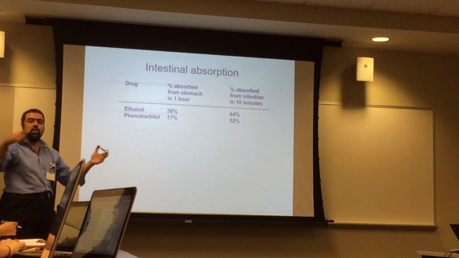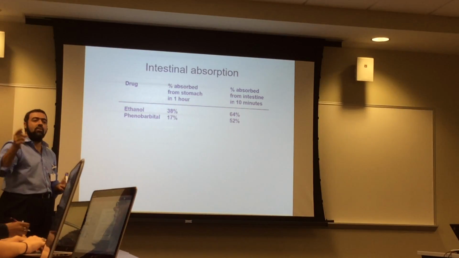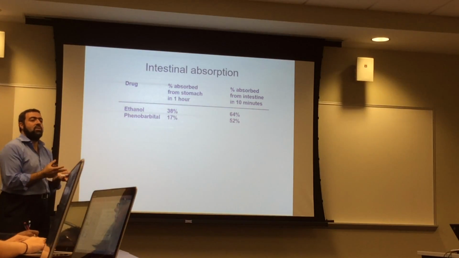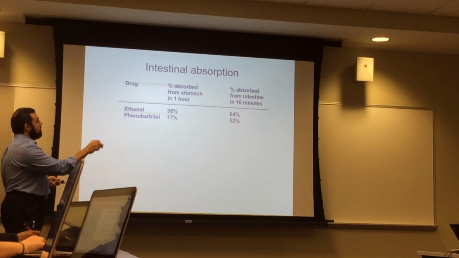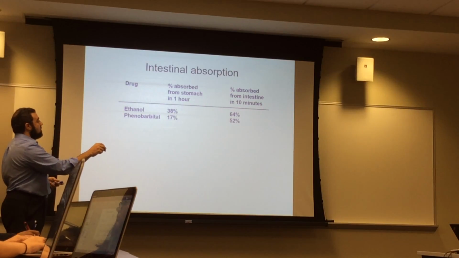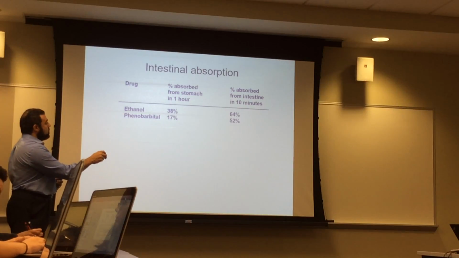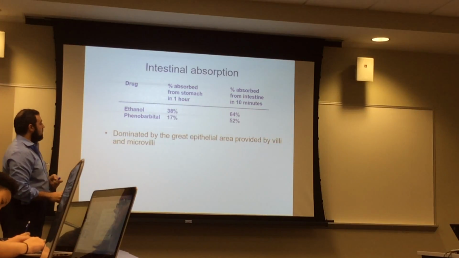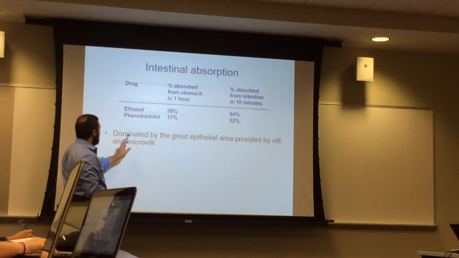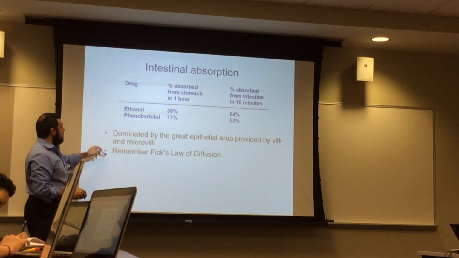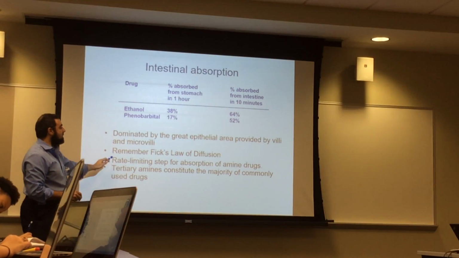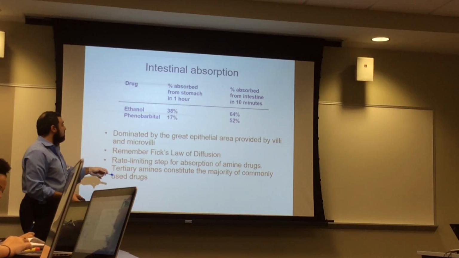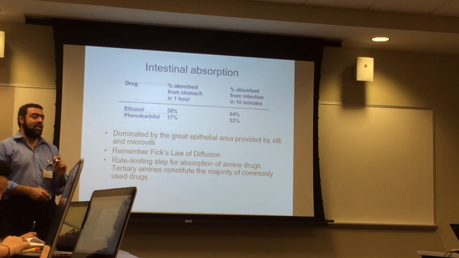If you look at the intestine, it's very large, very irrigated, with microvilli and villi. It goes right and left, and it's probably 100 times the size of the stomach. So it's fast, even though the pH becomes more alkaline in this area. Because of diffusion, it was faster. Phenobarbital also gets absorbed more from the intestine than the stomach. So it's determined by the great epithelial area provided by villi and microvilli, and remember Fick's law, diffusion, and this limits greatly the absorption of amine drugs, which are alkaline drugs. And tertiary amines are most commonly absorbed from the intestine.